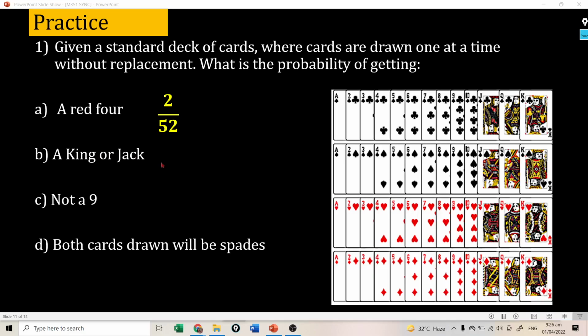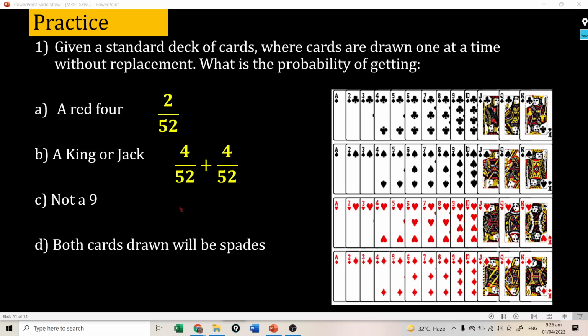King or a jack? Can they happen at the same time? Hindi pwede. How many kings do you have? 4. How many jacks? 4. So it's like 2 times 4 over 52. Again, 4 over 52, two times. King or jack. Not a 9.